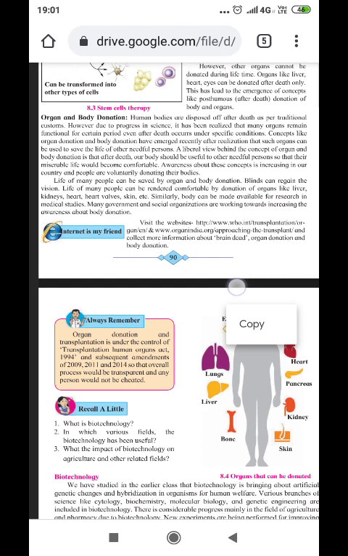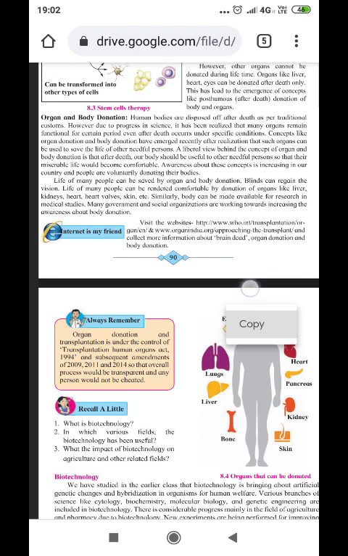A liberal view behind the concept of organ and body donation is that after death our body should be useful to other needful persons so that their miserable life would become comfortable. Awareness about this concept is increasing in our country and people are voluntarily donating their bodies.